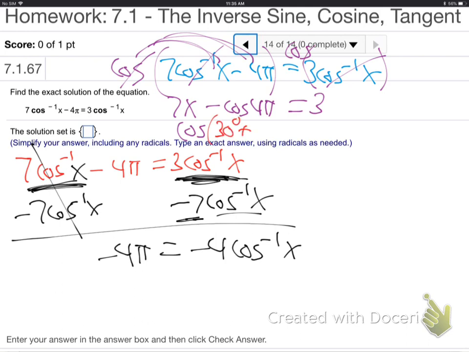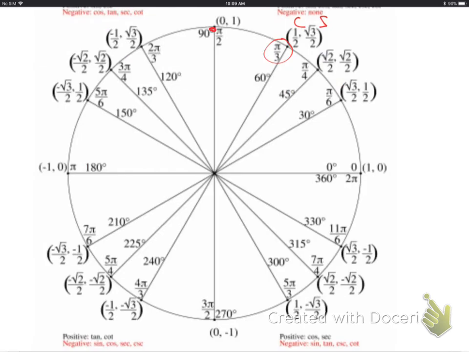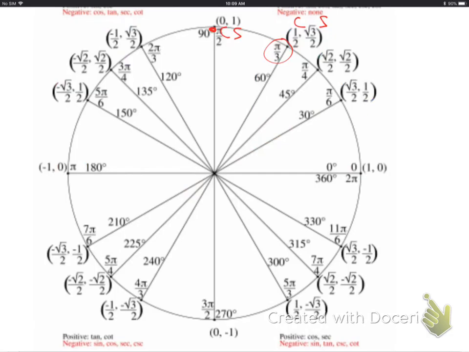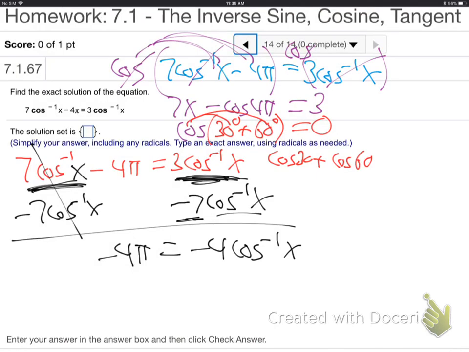Think about 30 plus 60 for a minute. That's the cosine of 90. What is the cosine of 90? Let's go back to the unit circle. Here's 90. Cosine is 0, so this equals 0. Do you see how it proves it's not right to distribute? Because then you would be saying that's cosine of 30 plus cosine of 60. Cosine of 30 is this, and cosine of 60 is that. They don't add up to 0, do they? See how it's just not right to distribute?